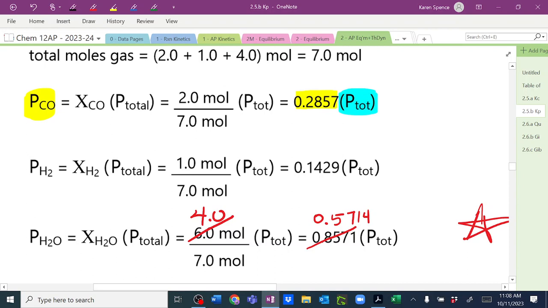So the trick here is that you want to express your pressure of each gas in terms of P total. The reason you want to do that is that then you only have one variable instead of 3 variables. Yes? So you know that the pressure of CO2 is the mole fraction of CO2 times the total pressure. You can calculate the mole fraction in a separate step if you want to. Okay, it doesn't have to happen all in one line.